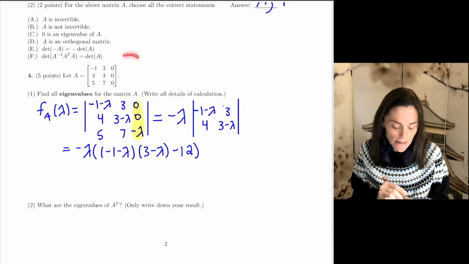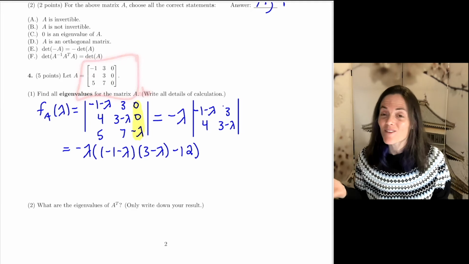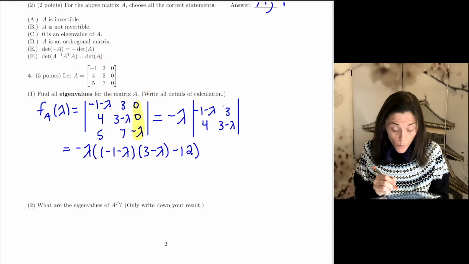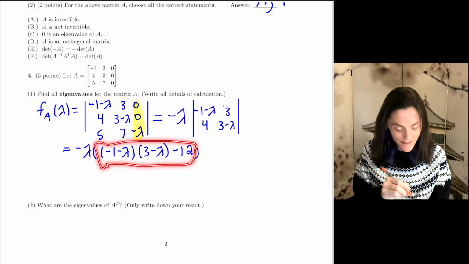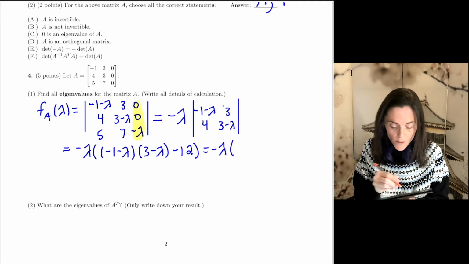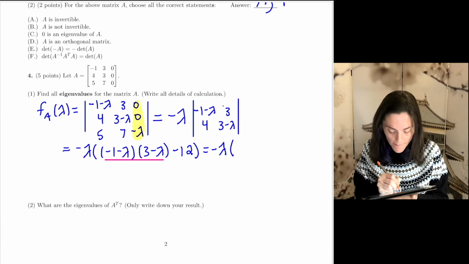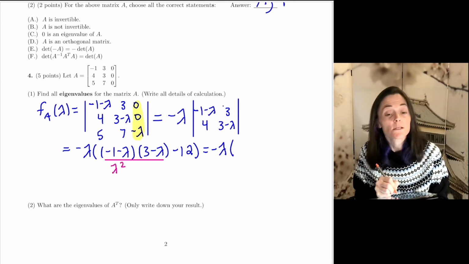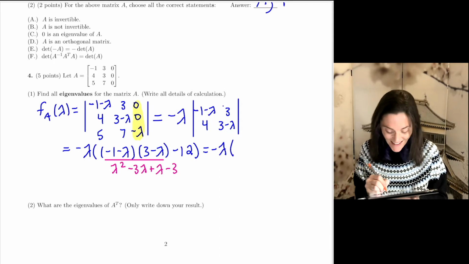In fact, we can see this matrix is definitely not invertible, so 0 will be an eigenvalue. We knew that before we started calculating. So what I need to do is just multiply all of this out and refactor. Let's do this here. So I have minus lambda. Now under here, let's see what this is. We have lambda squared. We have -3 lambda. We have plus lambda, and then we have -3. Okay, that helped me a little bit here.